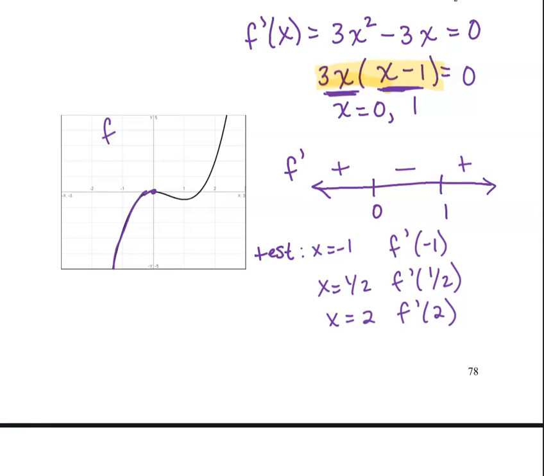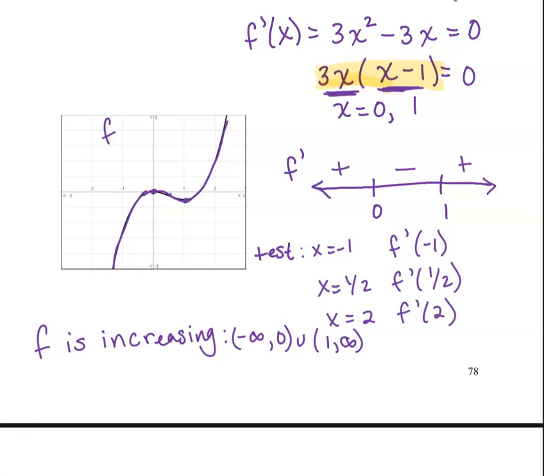increasing until we get to 0, then f switches to decreasing until we get to 1, and then it switches back to increasing. So here's what you're going to tell me. This is what I would want for your answer. You're going to tell me f is increasing on the intervals negative infinity to 0, and then again from 1 to infinity.